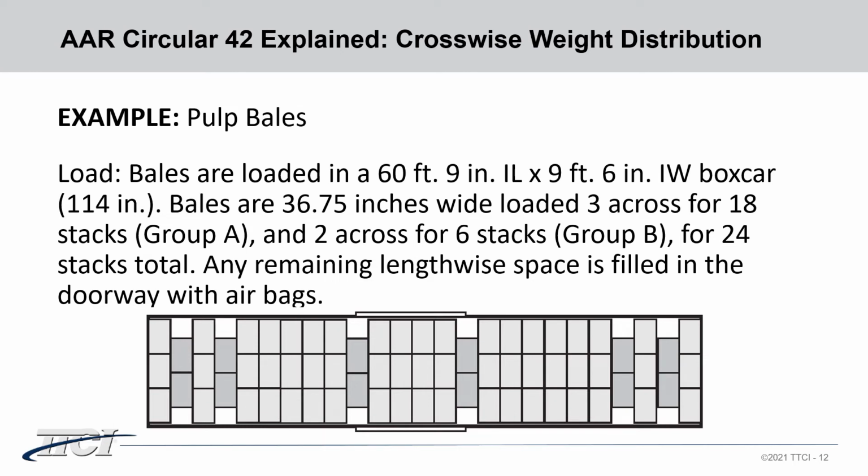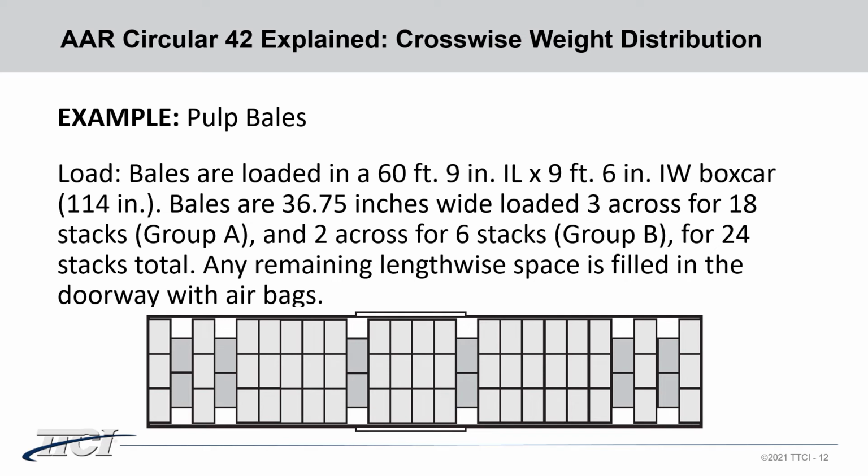Any remaining lengthwise space is filled in the doorway with airbags. As you can see in the load plan at the bottom of the screen, there are a total of 6 stacks where the crosswise space exceeds 18 inches. However, there are also 24 stacks that only have 4 inches of crosswise space.